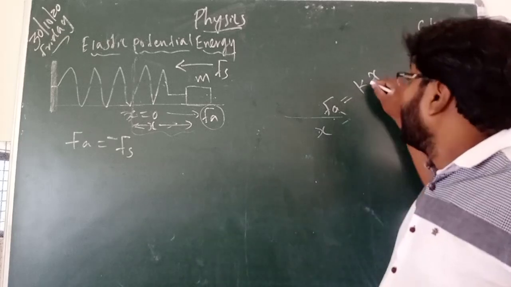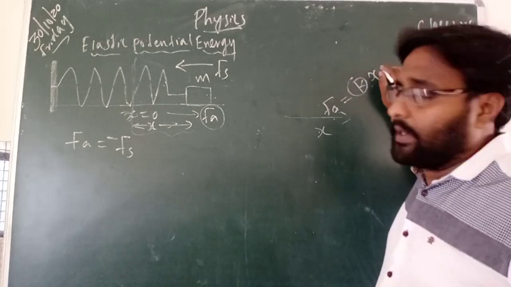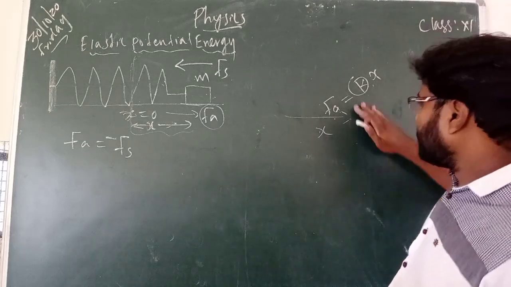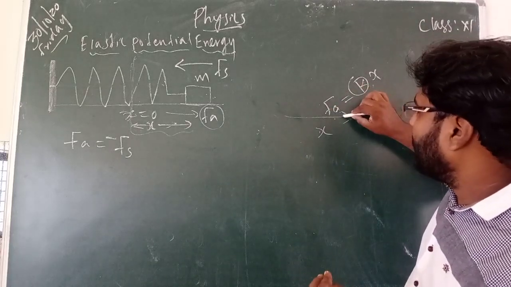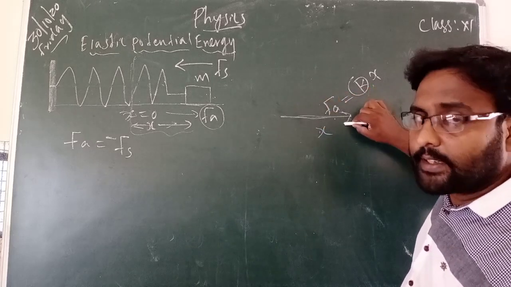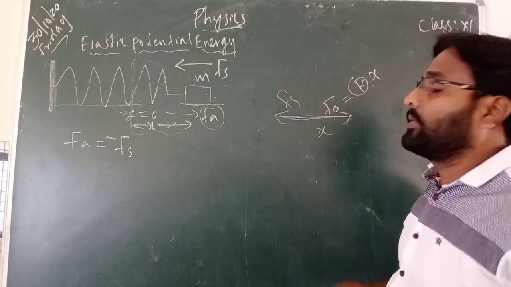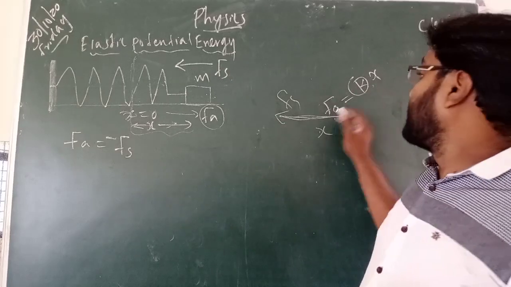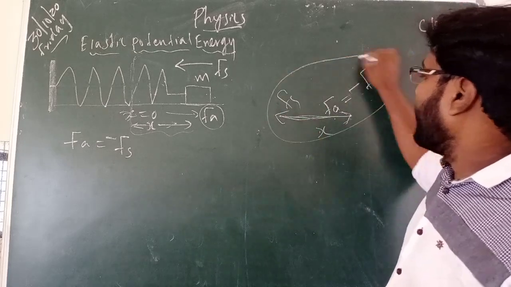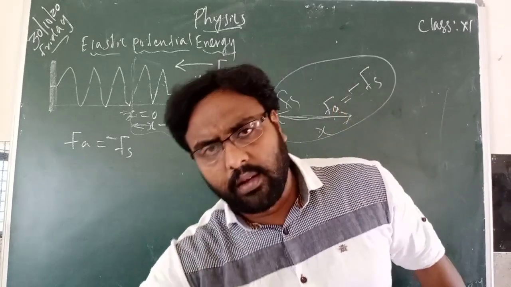We will derive this from F dot dr. K means the spring constant, and x means the displaced distance. So you see the formula: how much distance it is moved in this x direction, that much distance it is going back, in the opposite direction. So Fa equal to minus Fs. Fa and Fs are equal, but in opposite directions.